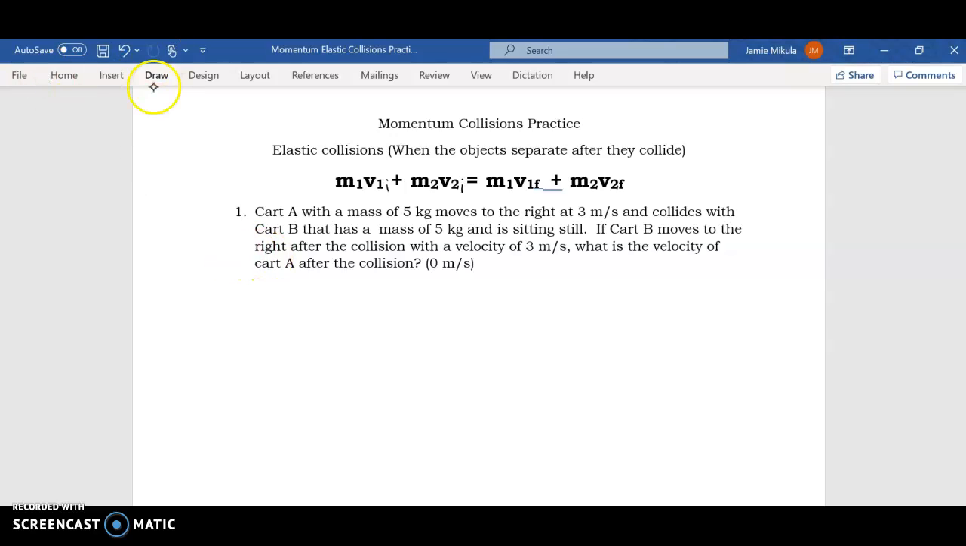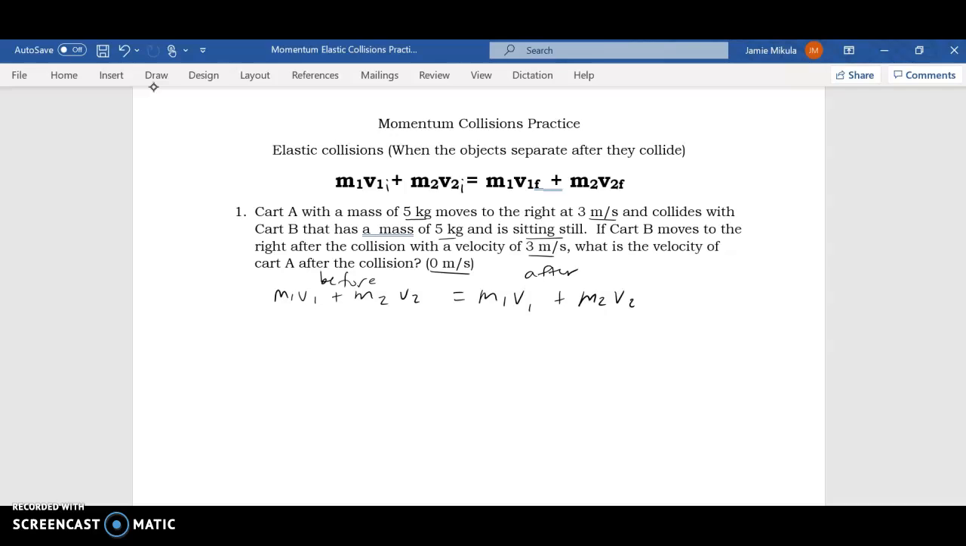So number one says cart A with a mass of 5 kilograms moves to the right at 3 meters per second and collides with B with a mass of 5 that is sitting still. So that's 0. If cart B moves to the right after the collision with a velocity of 3, what is the velocity of cart A after the collision? All right, so this should be our answer. So let's see if that's what we get. So m1v1 plus m2v2 equals m1v1 plus m2v2. This is all before, and this is all after.